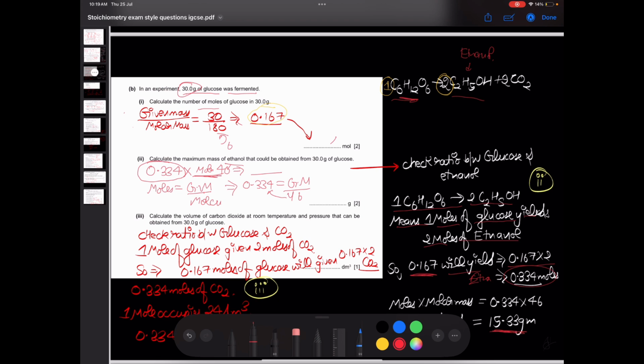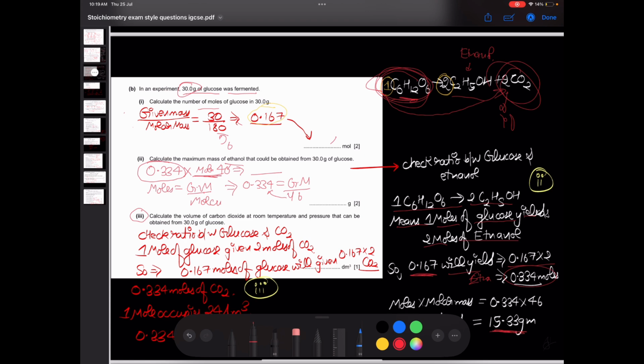Okay. Now, the third part, calculate the volume of CO2. For this again, I recommend you to figure out the moles first. And how do you figure out the moles? Check the ratio. The ratio between glucose and CO2 is 1:2. It's in front of you only. One glucose molecule is giving 2 molecules of CO2 in the product, right? What does it mean? If you have 10 molecules of glucose, that will give you 20 molecules of CO2. If you have 20 molecules of glucose, that will give you 40 molecules of CO2, because the ratio is 1:2. It is getting doubled.